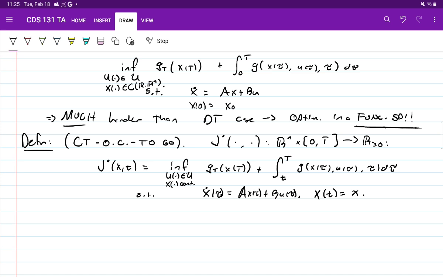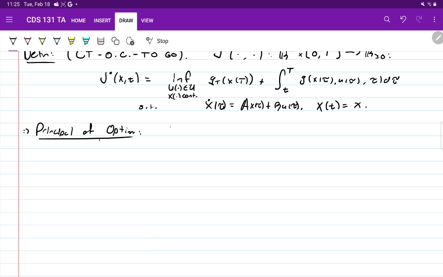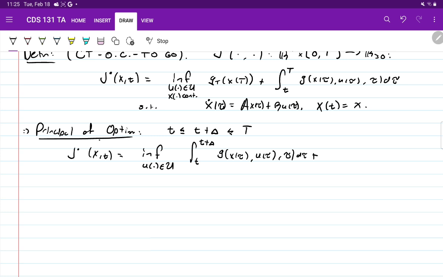This looks kind of similar, right? If we go ahead and apply the same principle of optimality, what we'll find is that if we pick a pair of times, t, which is less than or equal to some t plus delta t, which I'll just call delta, which is less than or equal to my entire horizon T, then J star of x, t is equal to the infimum over u of the integral going from t up until time t plus delta, g of x of tau, u of tau, d tau, plus my optimal cost to go starting at x of t plus delta, t plus delta. So this is what we should find.